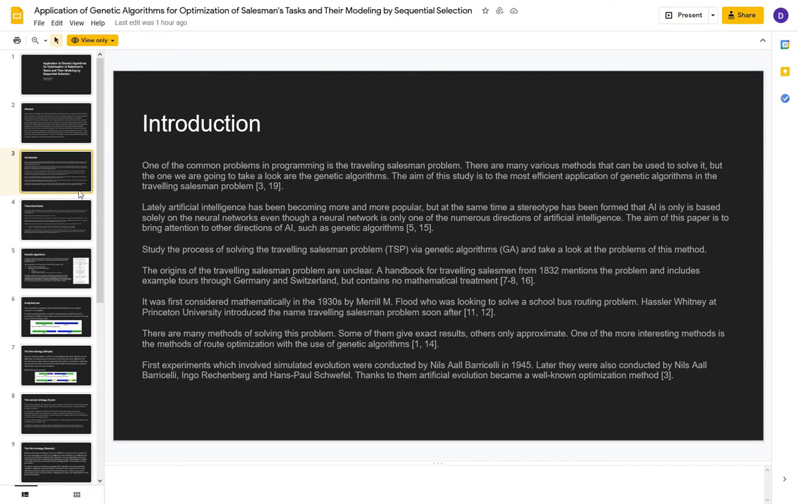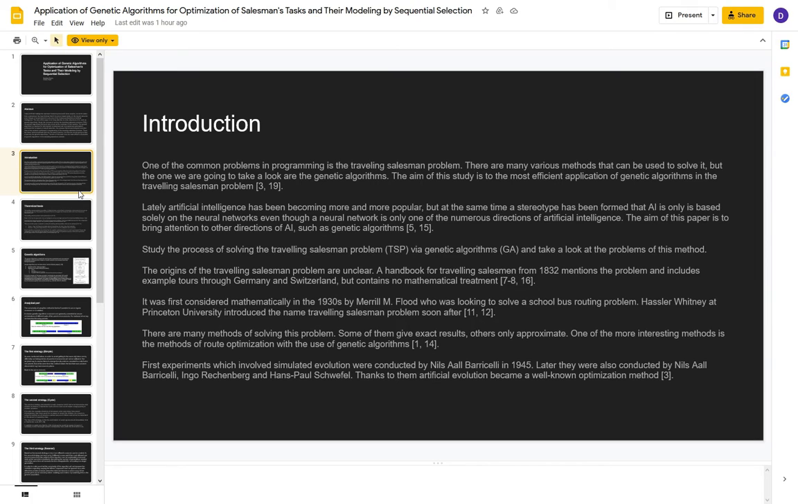A handbook for traveling salesmen from 1822 mentions the problem and includes examples of tours through Germany and Switzerland, but contains no mathematical treatment. It was first formulated mathematically in the 1930s by Merrill M. Flood, who was looking to solve a school bus routing problem. Hassler Whitney at Princeton University introduced the name traveling salesman problem soon after.